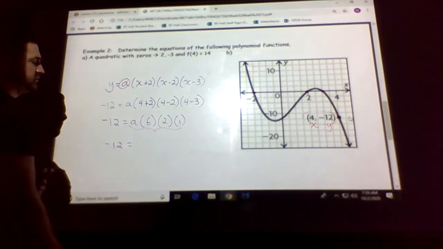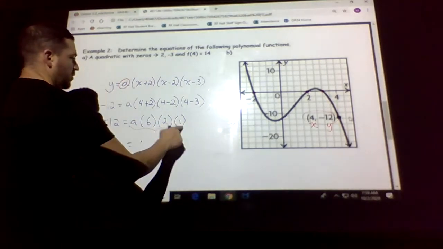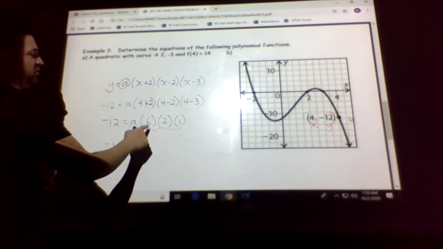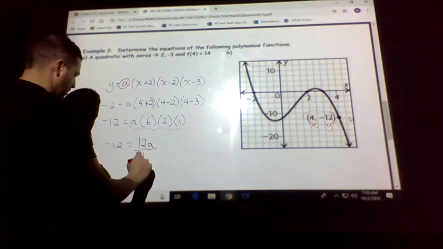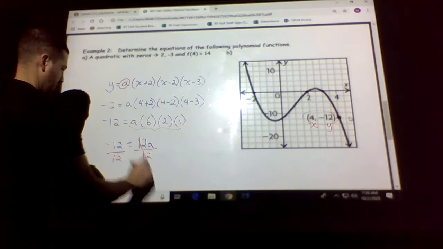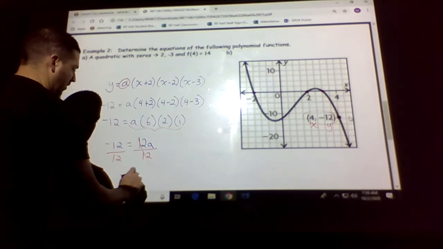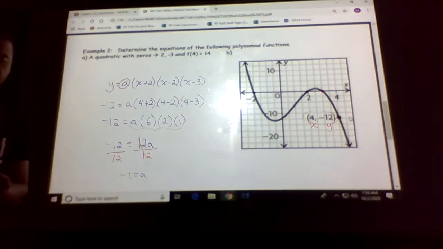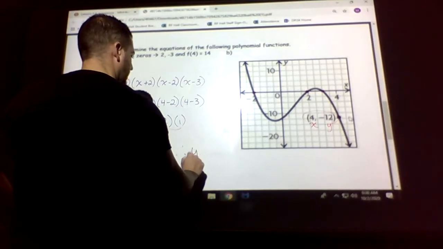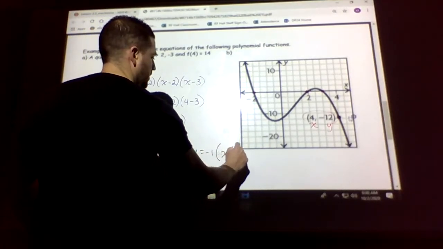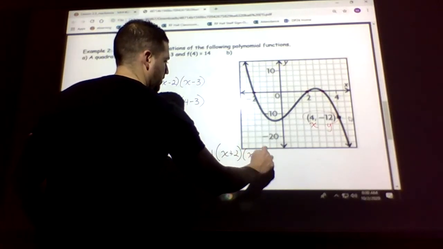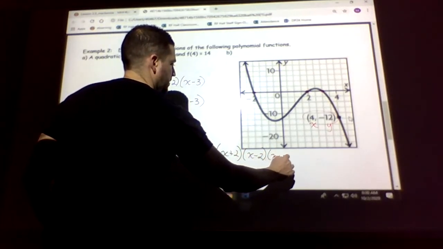Oh, I can get 1 again. So 1 times 2 is 2, times 6 is 12, times a is 12a. We divide by 12. And we get an answer of -1 for this one. Okay, it's not always 1. It's usually a 2, a 3. It could be a fraction. So lastly, y = -1(x + 2)(x - 2)(x + 3).